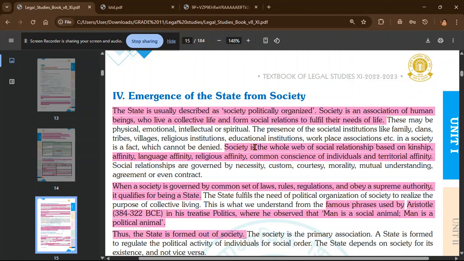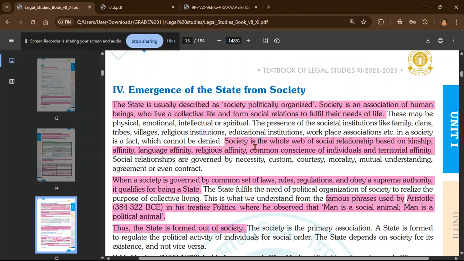A social relation is based on kinship affinity, language affinity, religious affinity, common conscience of individuals, and territorial affinity. So these are the few types of affinity that you see. When a society is governed by a common set of laws, rules and regulations, and it obeys a supreme authority, it qualifies to be a state.